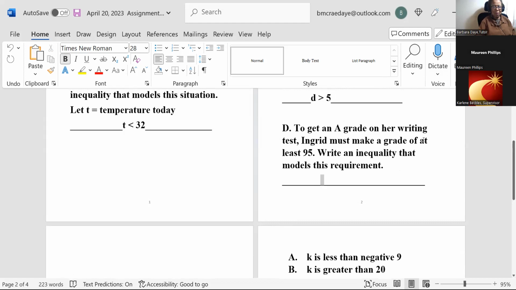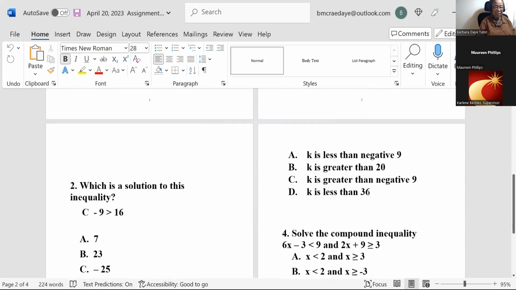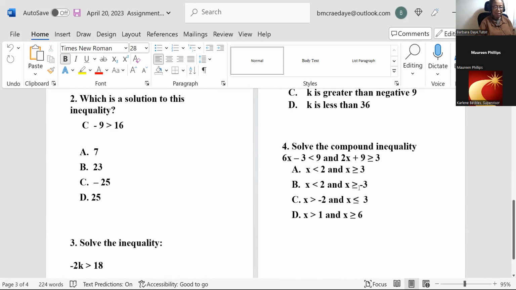So at least is more than. What is at least? More than or equal to. That's right. Greater than or equal. Now, what variable do you want to use here? You can put an A. Okay, A, and it must be greater than. That's right, because you said at least, so it's got to be a greater than or equal.